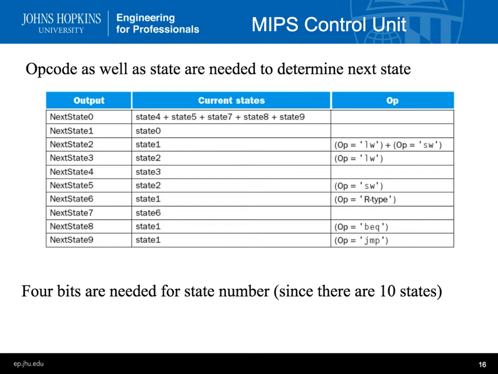And here's another way of looking at the next state. So if I'm in states 4, 5, 7, 8, or 9, the next state is always 0. If I'm in state 0, the next state is always 1. And so on. If I'm in state 1, I have to be in a load word, store word, and the next state would be 2.